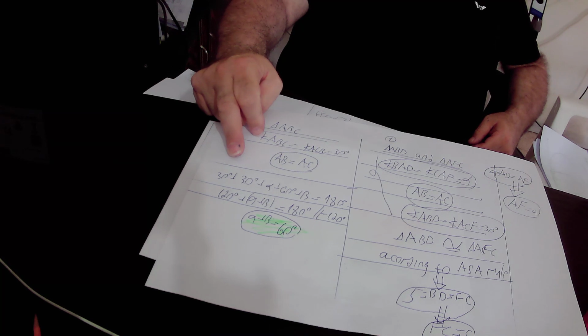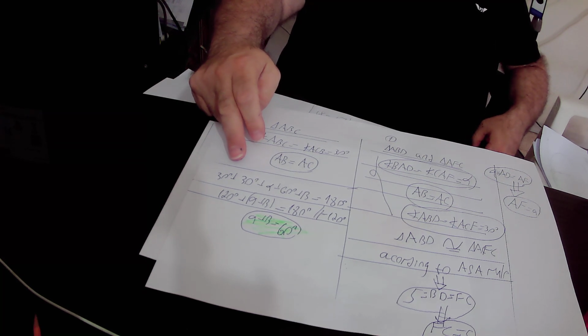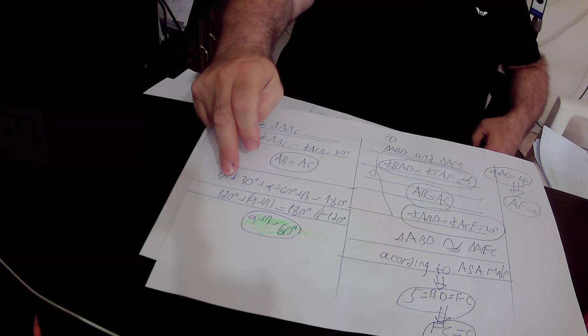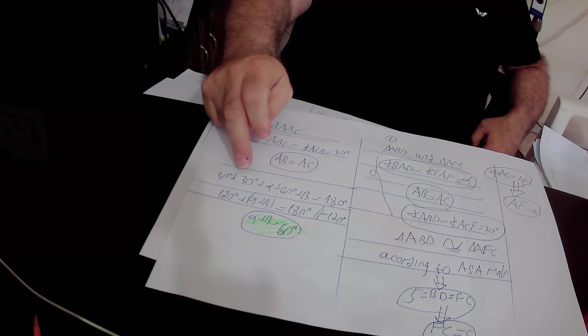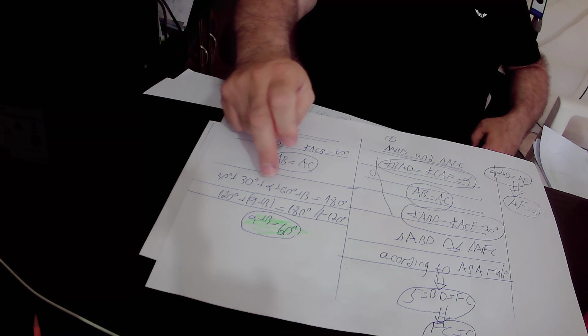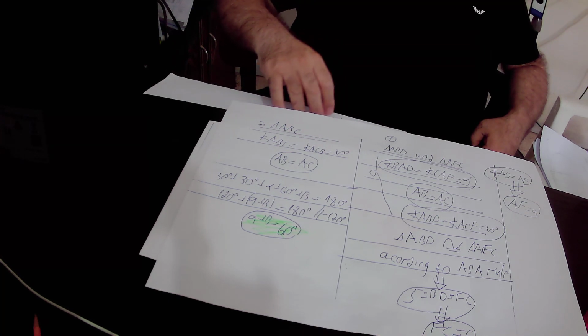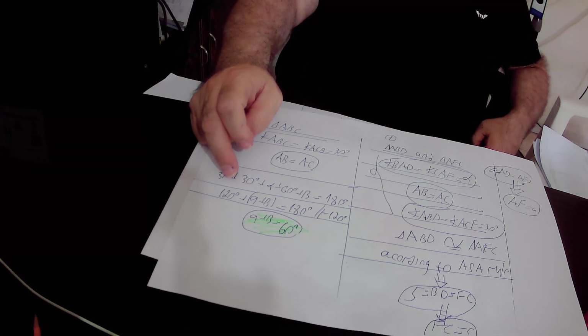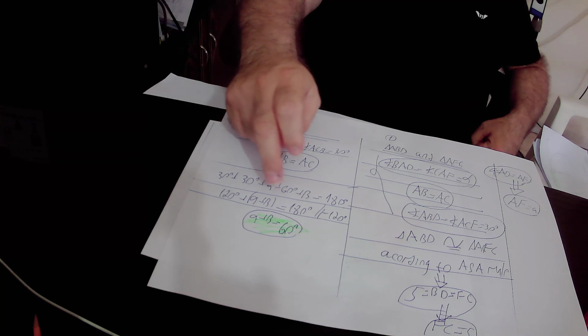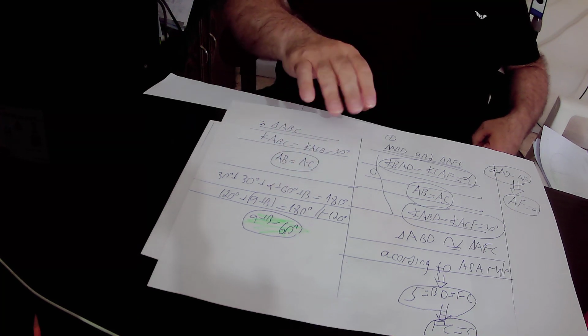Here 30 degrees plus 30 degrees is 60 degrees, and 60 degrees plus 60 degrees is 120 degrees. And we have on this side of the equation plus alpha plus beta, that is equal to 180 degrees. Here we subtracted 120 degrees from this equation and found out that alpha plus beta equals 60 degrees.